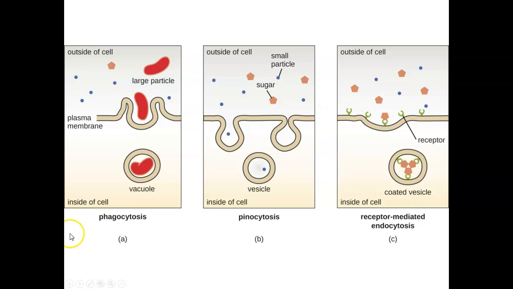Endocytosis is the mechanism of taking in substances by engulfing them with the plasma membrane. Okay, so you're pulling things into the cell, and endo means inside the cell. Phagocytosis is a form of endocytosis that I often call cellular eating, so that you take in large molecules, and not all cells can do this. Not all eukaryotic cells can do this. But there are certain eukaryotic cells that do use this mechanism for eating.